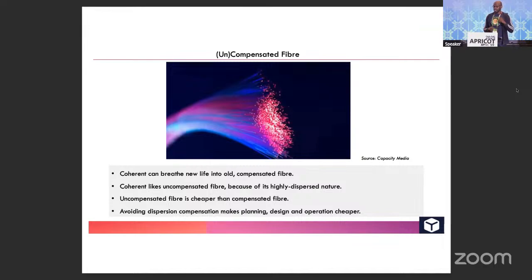So cables now, especially subsea and also terrestrial, are what we call D+ or chromatic dispersion positive. Very, very highly dispersed. Would never work in the pre-coherent era, but in coherent, we'll have uncompensated fiber. It's much cheaper, it's much simpler to repair because you don't have to account for the compensation for dispersion.